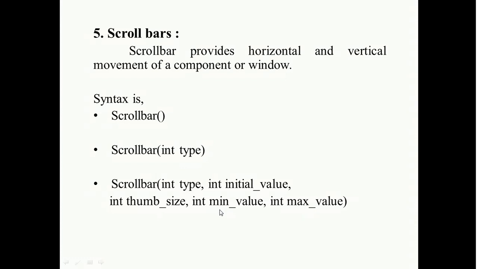Fourth parameter is min value. It is nothing but the minimum value of the scroll bar. And fifth parameter is max value. It is nothing but the maximum value of the scroll bar. So these three are the constructors of the scroll bar. And by default the type of the scroll bar is vertical. If we do not assign the type of the scroll bar, then it is considered as vertical.